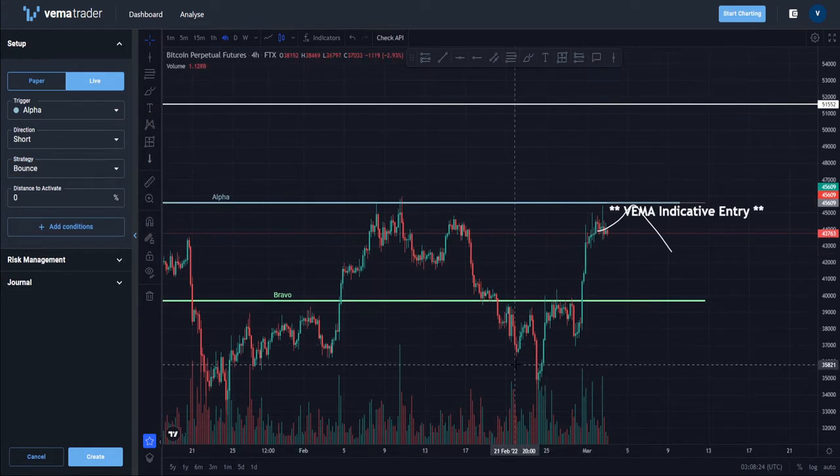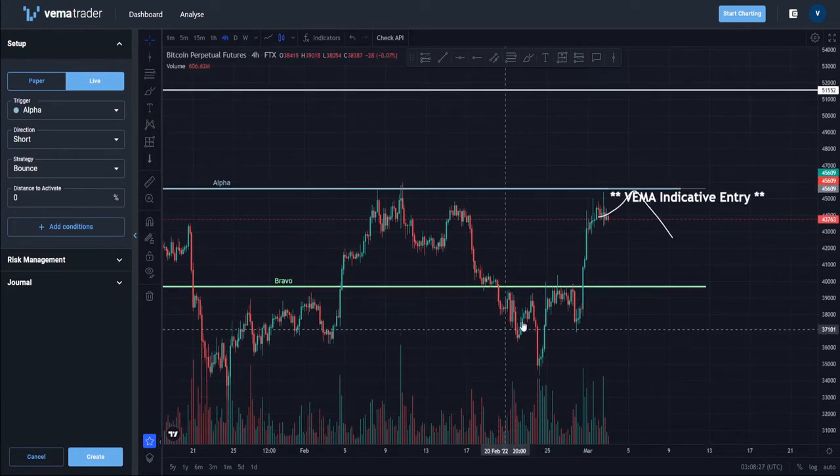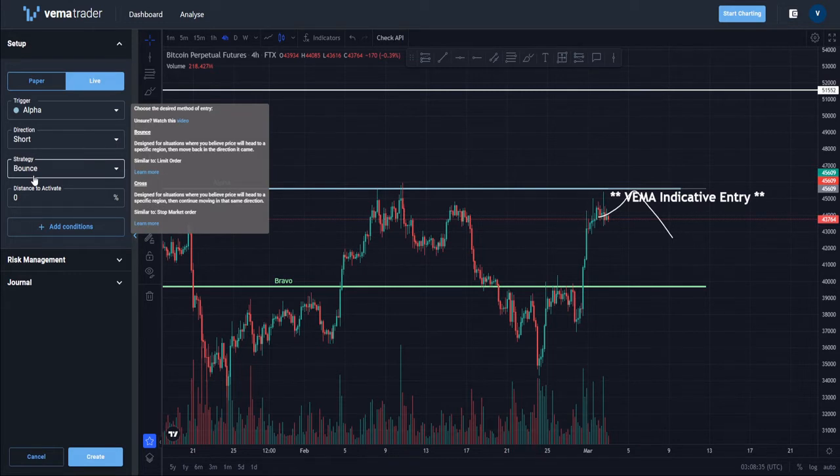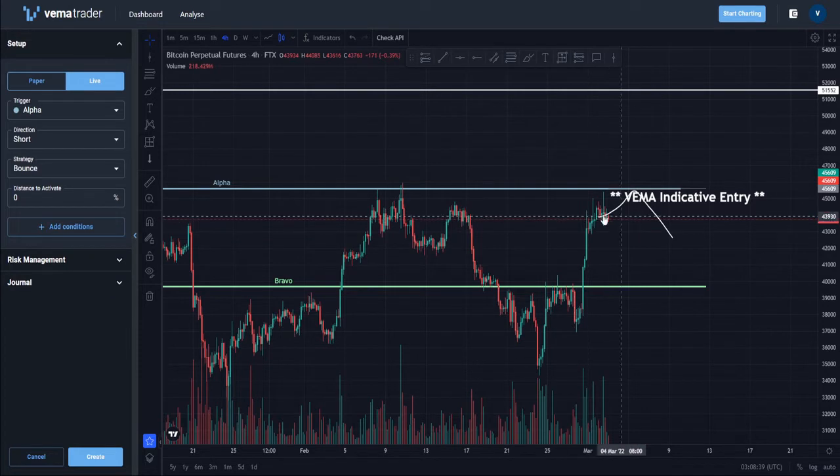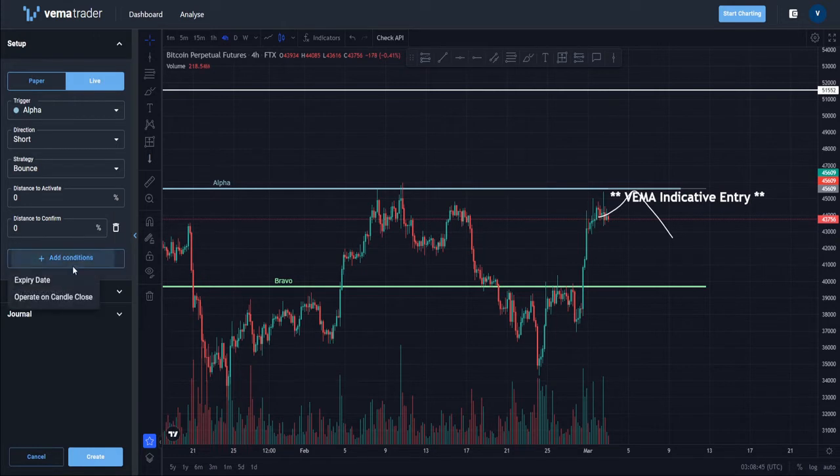Now, because market structure is quite bullish, right? We had a lower low here, then we got a higher high, higher low, and a higher high. I only want to be taking this short if I can get some confirmation, right? I don't just want to be blindly shorting this level because there's a good chance it's going to break. Market structure is looking a bit bullish. So I'm going to use distance to confirm. I'm going to use operate on candle close.